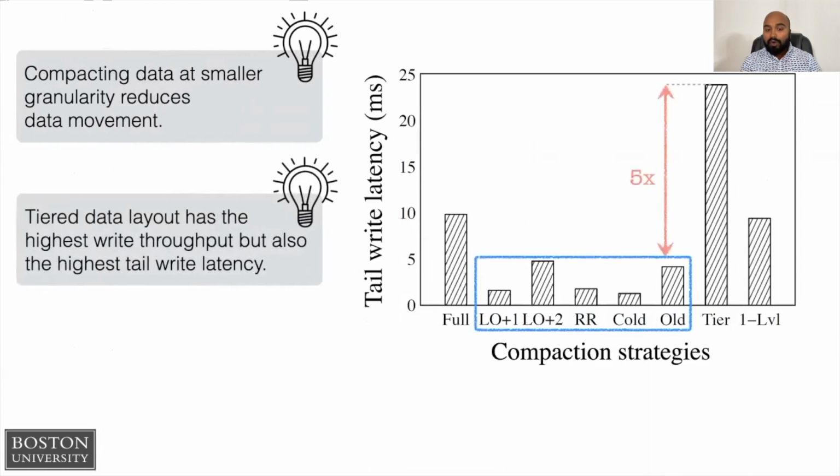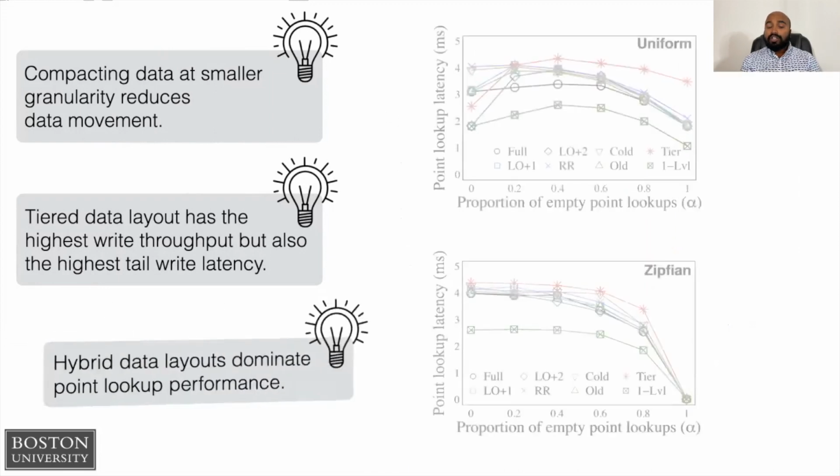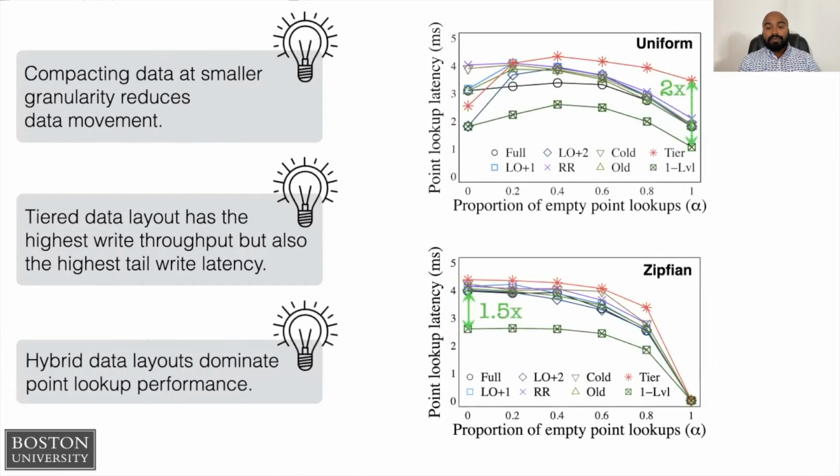So as much of a fit tiering is for write intensive workloads, if we are concerned about the tail ingestion performance, then we should strictly avoid tiering. In terms of the point lookup performance, we observed that one leveling, which is a hybrid data layout with tiering in the first level, dominates other compaction strategies. And this advantage does not depend on the distribution of the workload. And this stable read and write performance offered by one leveling explains why it is the default compaction setting in RocksDB.